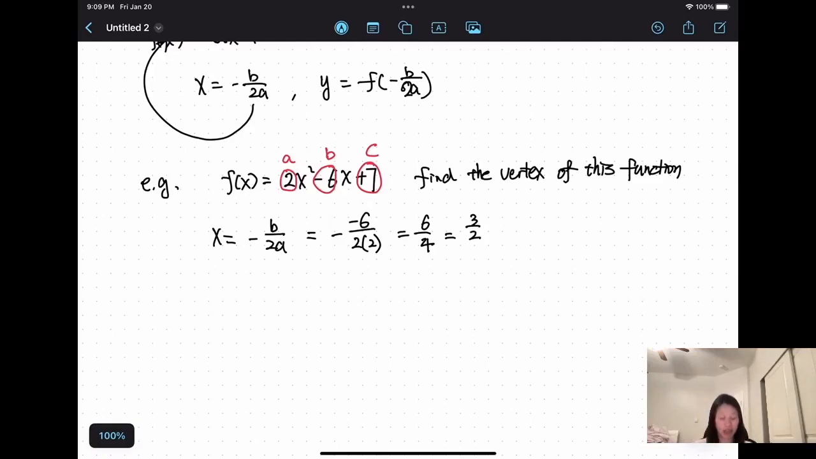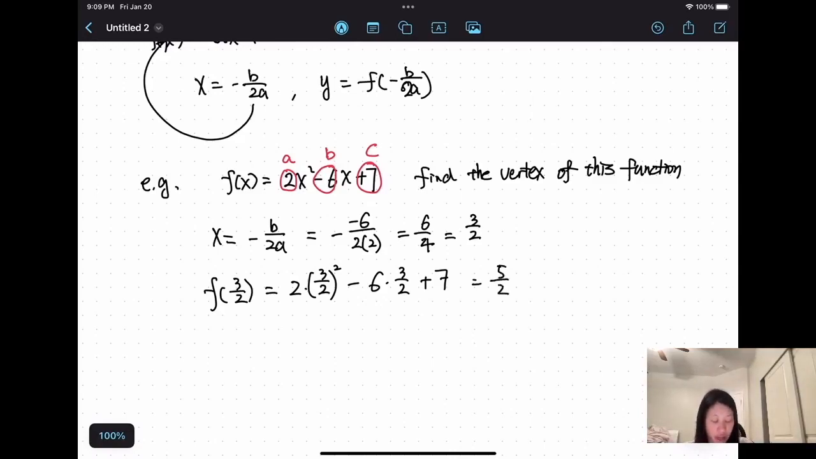Alright, after we found the x coordinate, we still need to find the y coordinate. We need to substitute x equals 3/2 into the function. I have 2 times (3/2) squared minus 6 times 3/2 and then plus 7. And then we calculate that, and I got 5/2. So that means the vertex equals (3/2, 5/2).